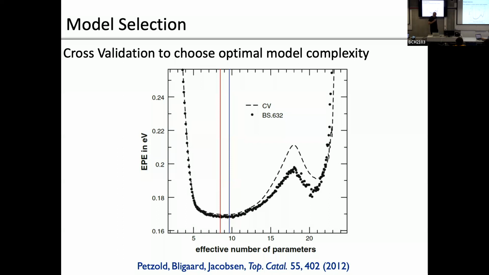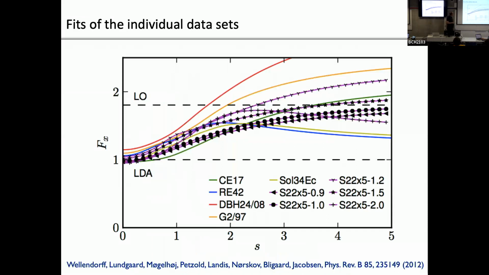Now, one problem is that when we make a fit to the different databases here, adsorption energies, reaction energies, you get very different exchange enhancement factors. You see all of these are nice and smooth because we penalize this integrated second derivative squared. So they're all nice and smooth and well behaved, but they're quite different depending on what data set they're fitted to, meaning that basically you can fit to this data set of adsorption energies or this set of reaction energies, but you get very different functionals, and trying to fit to both of them is now a problem.